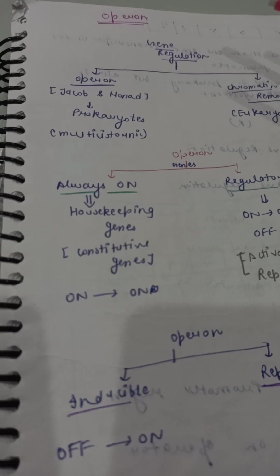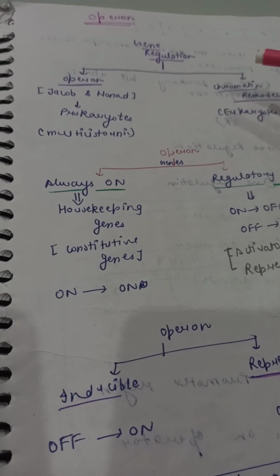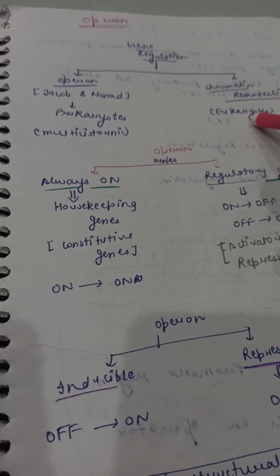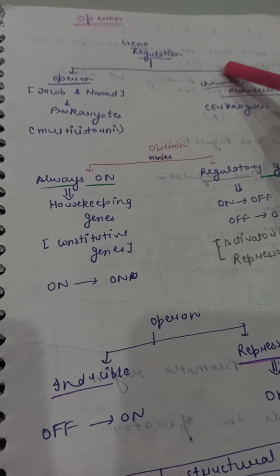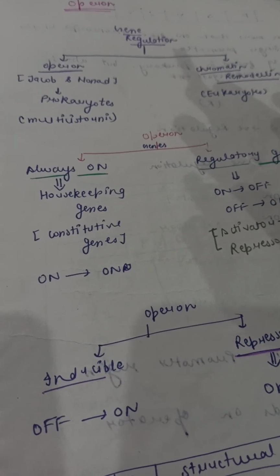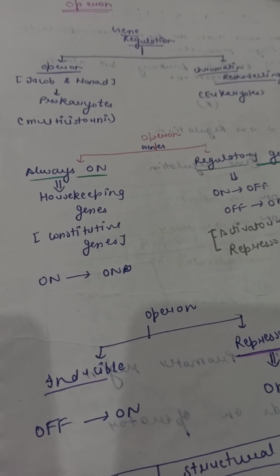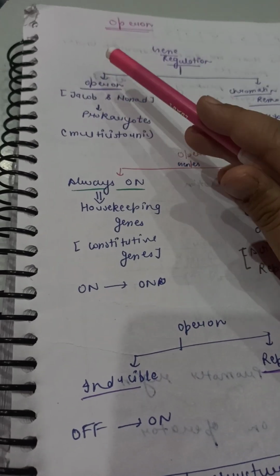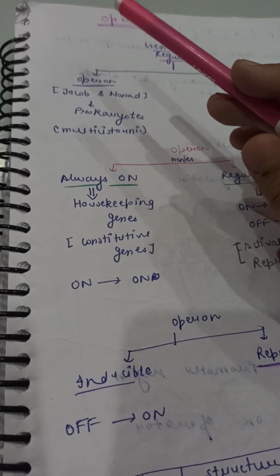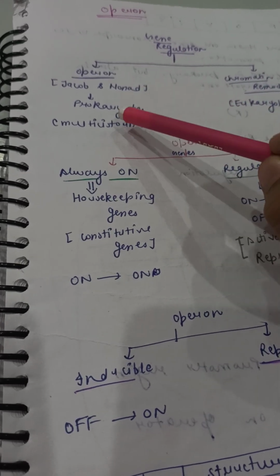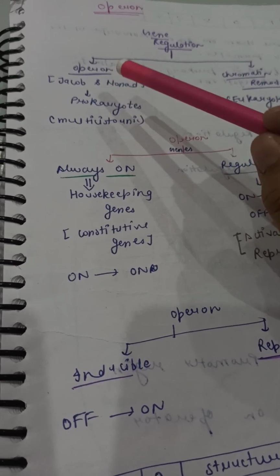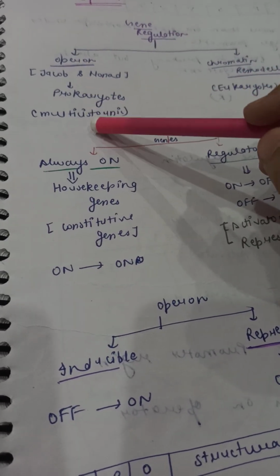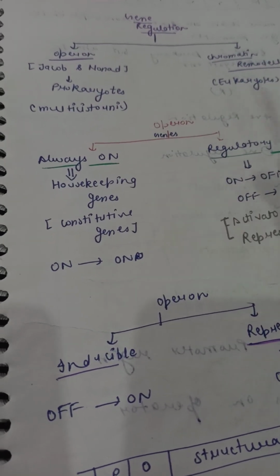So, gene regulation in prokaryotes and eukaryotes takes place by different methods. In eukaryotes, gene regulation takes place by chromatin remodeling, which is a separate topic that we will discuss later. But today the topic will be operon. Operon is basically a method of gene regulation in prokaryotes. It is basically multicistronic.